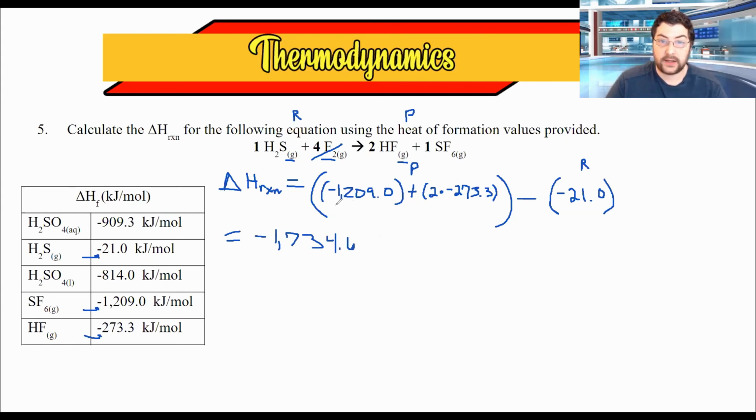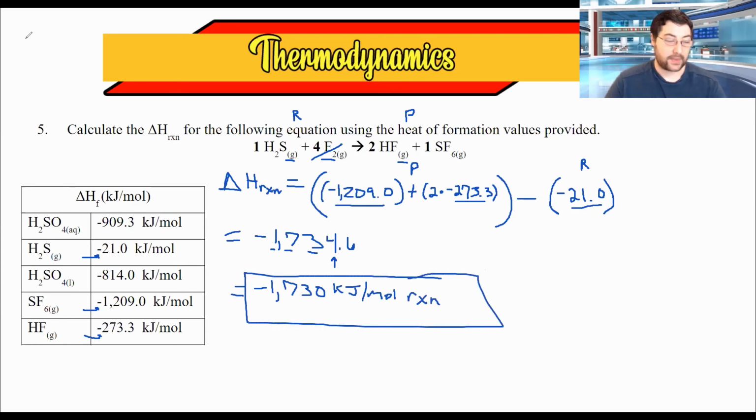Let's look at our sig figs. We've got 5 sig figs here, 4 sig figs there, and 3 sig figs here. So we only want 3 sig figs. That's 1, 2, 3. One place value further for rounding. It doesn't do anything, so this stays the same. So we get negative 1,730 kilojoules per mole of reaction, because we're calculating a heat of reaction this time.